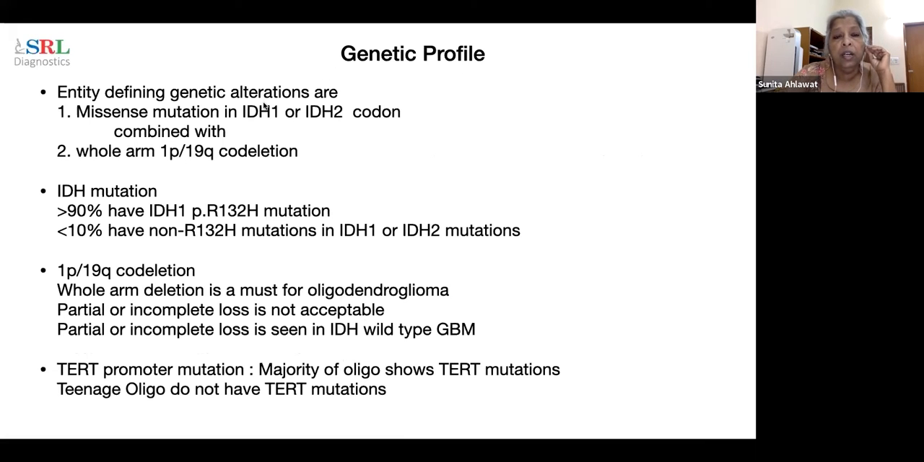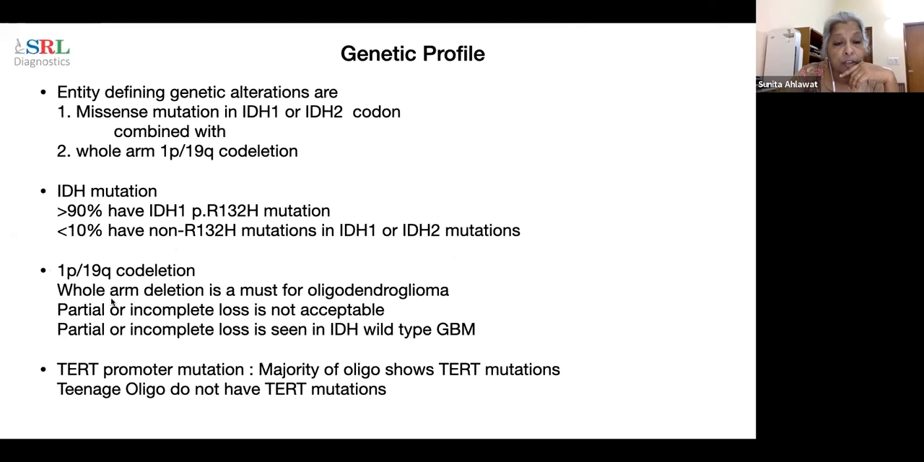This tumor has a very characteristic profile. It shows missense mutation in IDH1 and IDH2 combined with whole arm 1p19q codeletion. The IDH mutation seen, as I am repeating again and again, is more than 90% R132H mutation. Less than 10% show non-R132H mutation in IDH1, and IDH2 mutations are seen in less than 10% of cases.